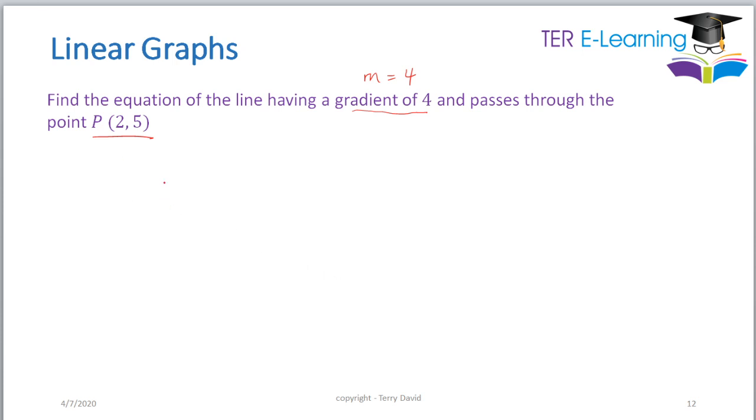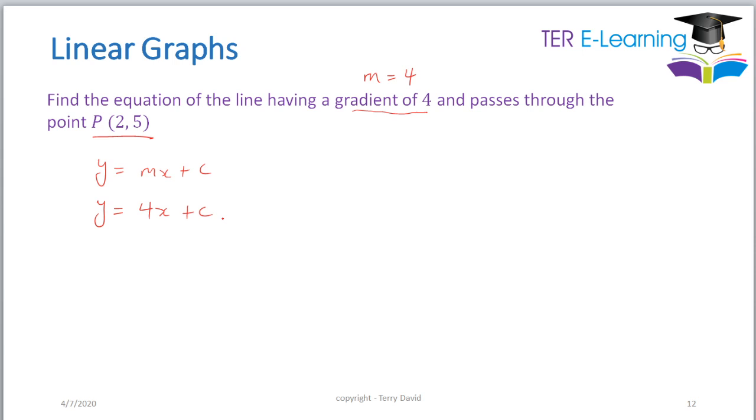First thing we have to do with this question, we know what the general form of the equation is. The general form of the equation is y equal mx plus c, right? That's a given. It's always that form. But in the question, they've also told us what the gradient is. We don't have to work it out. So we can write y is equal to 4x plus c, right?